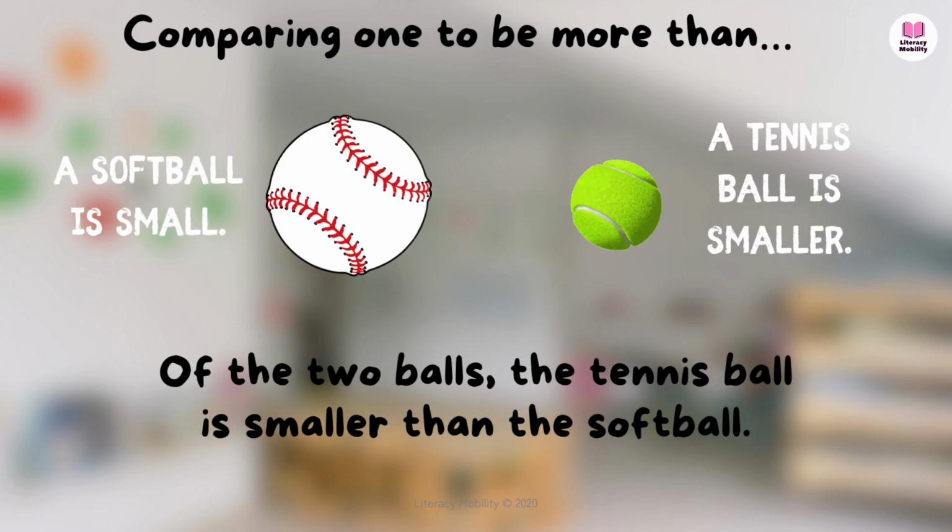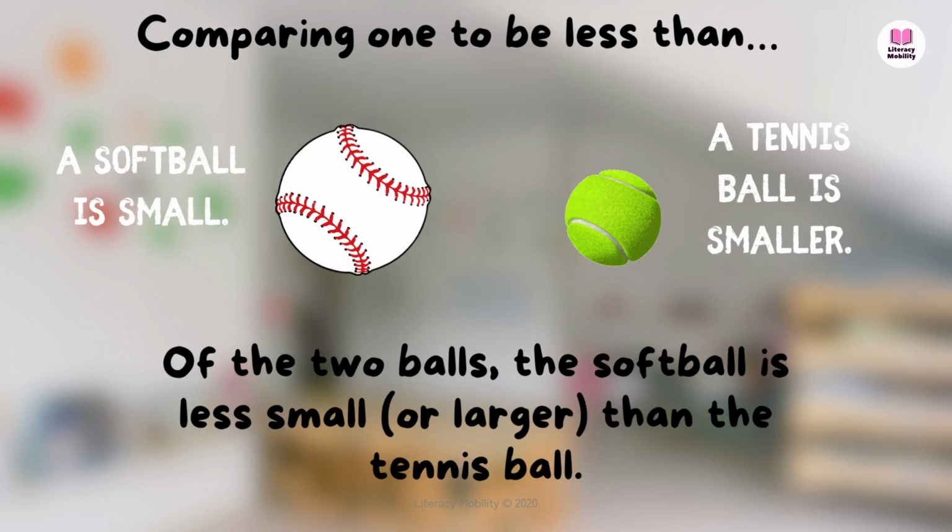Let's try comparing one to be more than the other. A softball is small. A tennis ball is smaller. Of the two balls, the tennis ball is smaller than the softball. Let's compare one to be less than the other. A softball is small. A tennis ball is smaller. Of the two balls, the softball is less small or larger than the tennis ball.